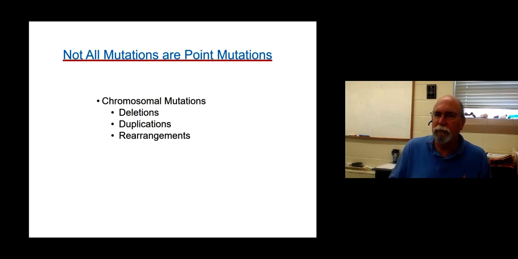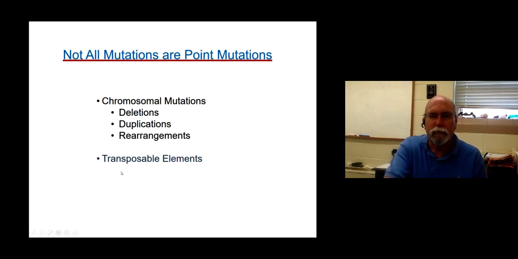We've already looked at other mutations, right? We looked at chromosomal mutations. We looked at deletions and duplications or rearrangement. These are mutations. They're just large scale mutations. The ones I want to look at now, though, are what are known as transposable elements and transposable mutations.